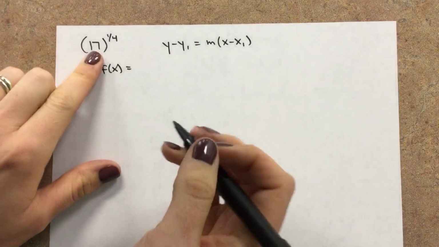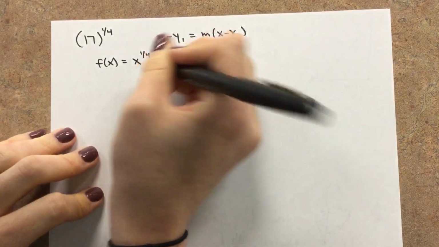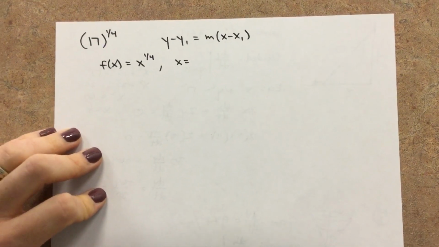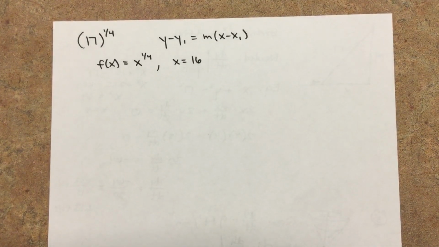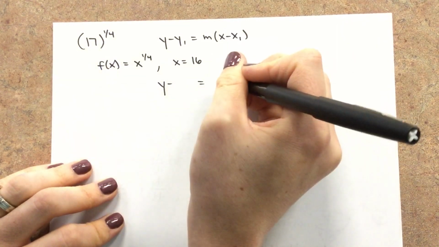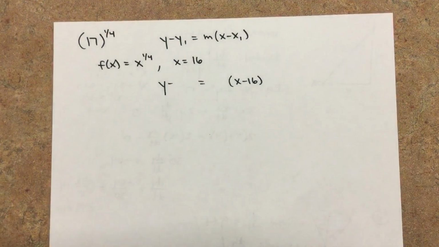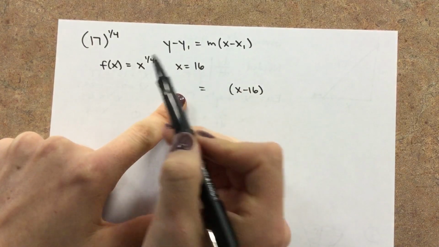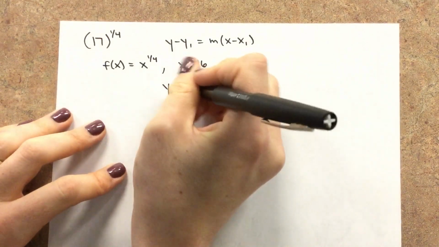So our function is just something to the 1/4. Now we obviously don't know what 17 to the 1/4 is, but the closest we can get is 16. So we're going to use 16 as our x value, which is our point of tangency. So let's start to plug things in. So y minus something equals m times x minus 16. So 16 is our point of tangency. The y value is from plugging the x value into the function. So that would be 16 to the 1/4, which is 2.